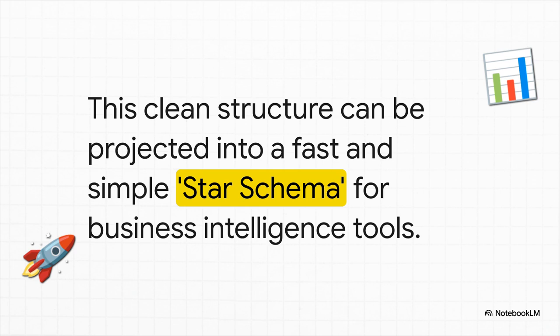And what about performance? For the day-to-day stuff like processing orders, this clean, organized structure is perfect and efficient. But what about when you need to run big reports for the business analysts? Well, because the data is so clean, we can easily join these tables together to create what's called a star schema, a simplified view that's lightning fast for business intelligence tools. So you really get the best of both worlds, rock-solid reliability for operations and speed for analytics.